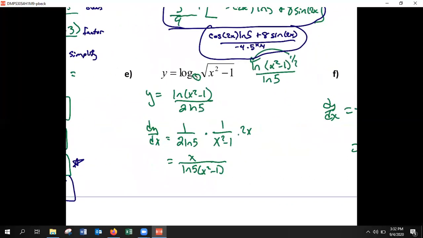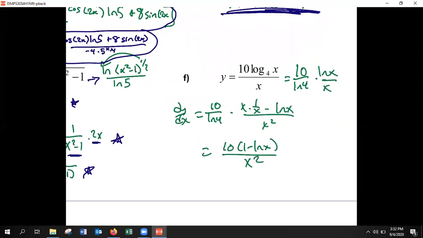Same thing here. Change of base formula, turned it into that. Simplified, derivative, and with our derivative, our scalar, there was a 1 in the numerator here, if you will. So we have a scalar and then times the derivative natural log of x squared minus 1, which is 1 over x squared minus 1 times the chain 2x, and then simplified result, followed by f, which once again, using the change of base, I rewrote it in this form.